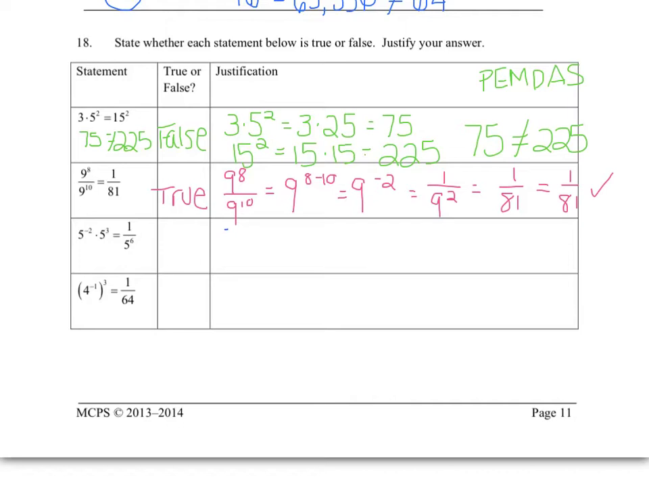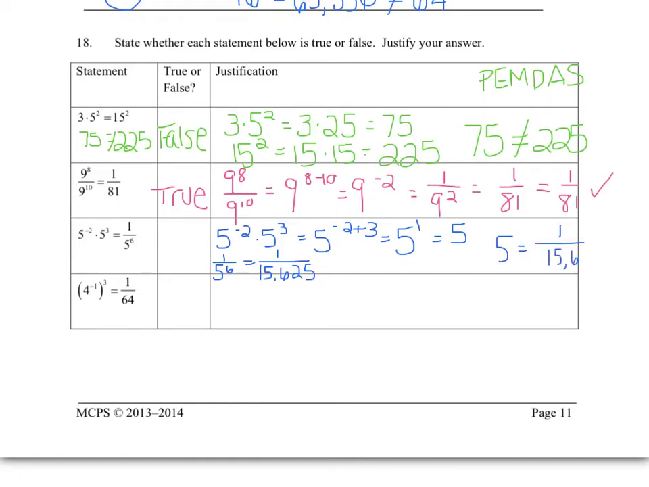Now we have 5 to the negative second times 5 to the third. When I'm multiplying and they have the same base, with division we subtract, with multiplication we add. So keep the base and add the exponents. Well, negative 2 plus 3 is 1, so we get 5. On the other side, we have 1 over 5 to the 6th. And 5 to the 6th is 15,625. So does 5 equal 1 over 15,625? No, it does not. So this must be false.